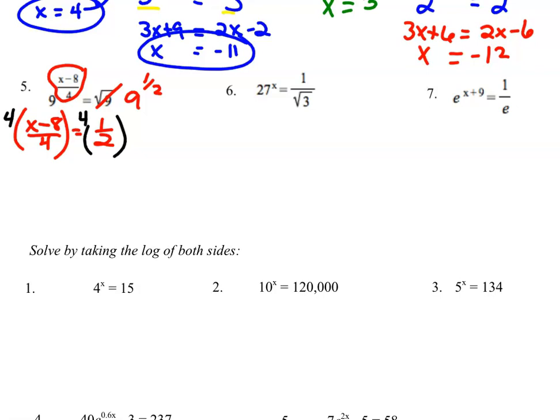The 4's cancel on the left side. We've got x minus 8. On the right side, half of 4 would be 2. And so x would have to be 10.